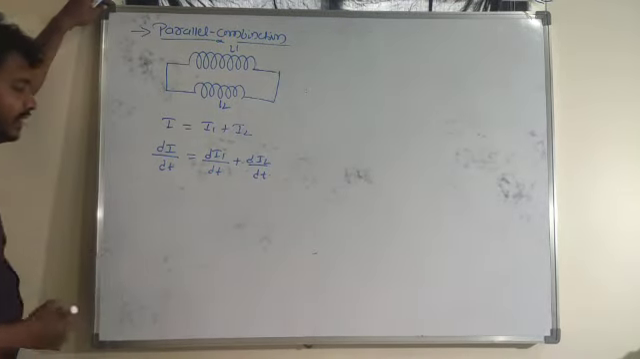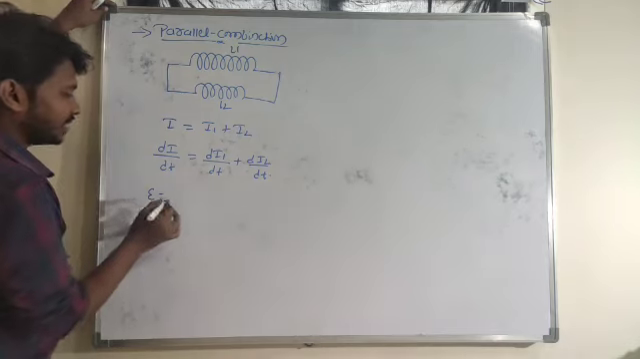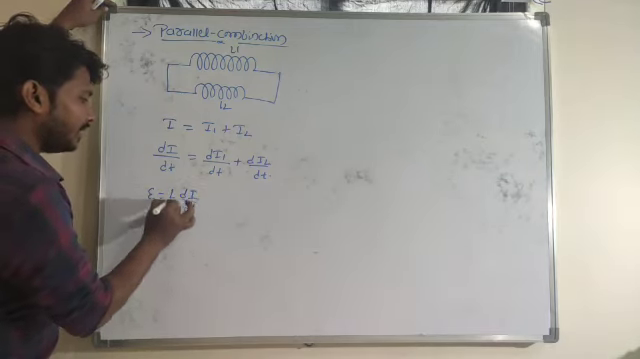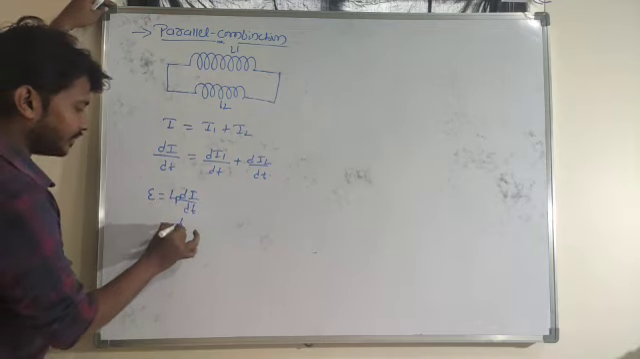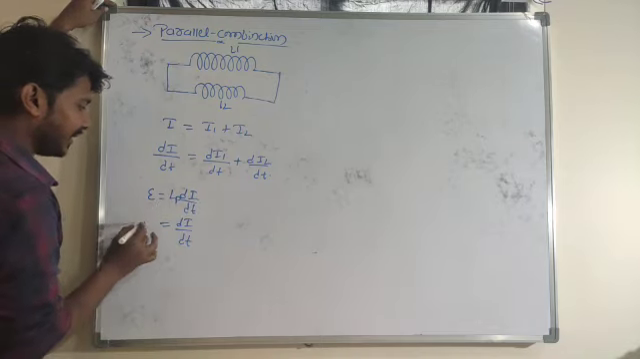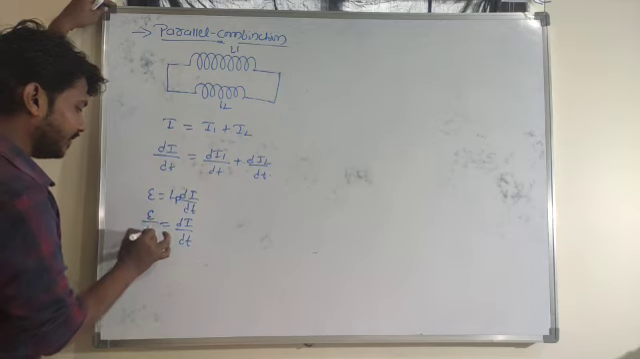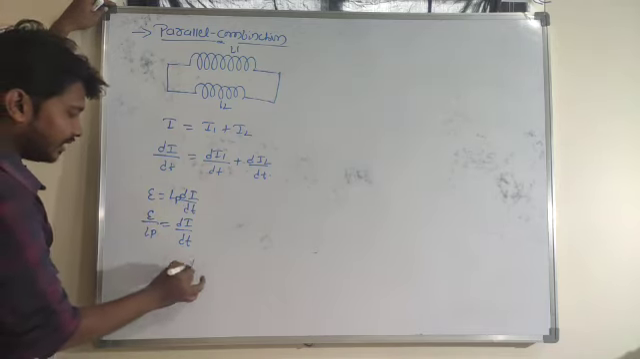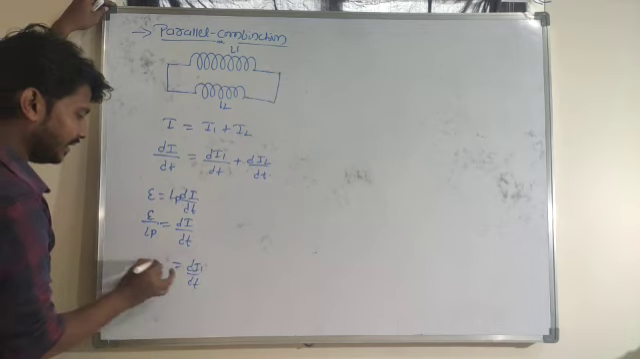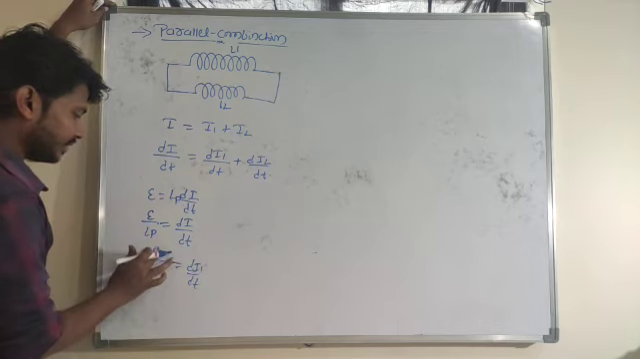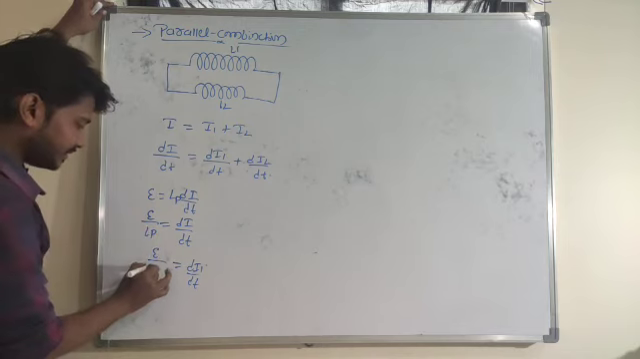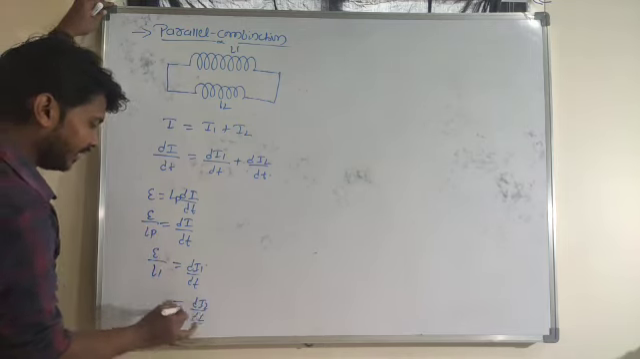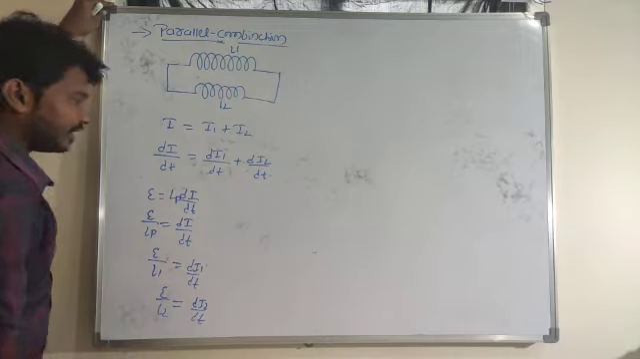Here, from Ohm's law, E is equal to L into di by dt. It is in parallel, so di by dt, I can write it as E divided by L_P. Similarly, di1 by dt, since the EMF or potential difference remains the same, is E by L1, and di2 by dt is E by L2.